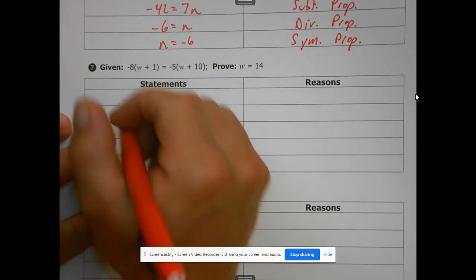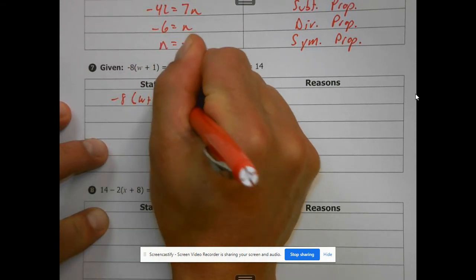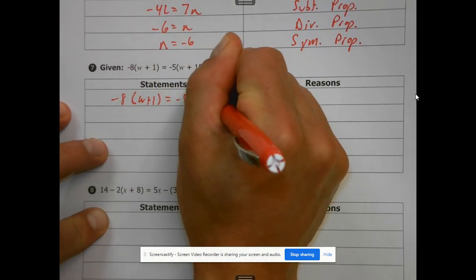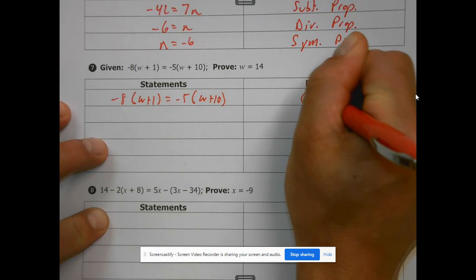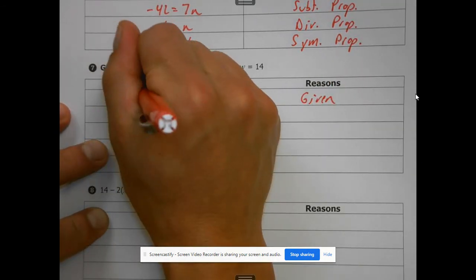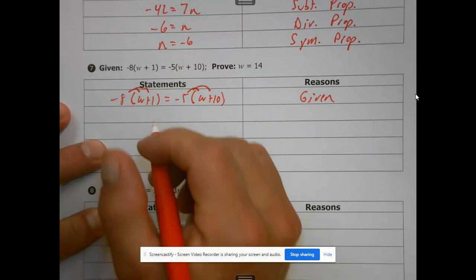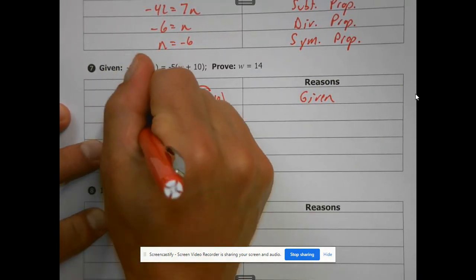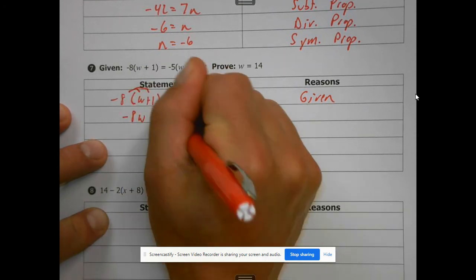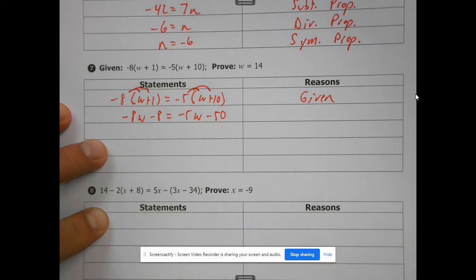Number 7, negative 8 times the quantity w plus 1 equals negative 5 times the quantity w plus 10. First reason is always given. First step, distribute to both sides over there. That'll give us negative 8w minus 8 equals negative 5w minus 50.